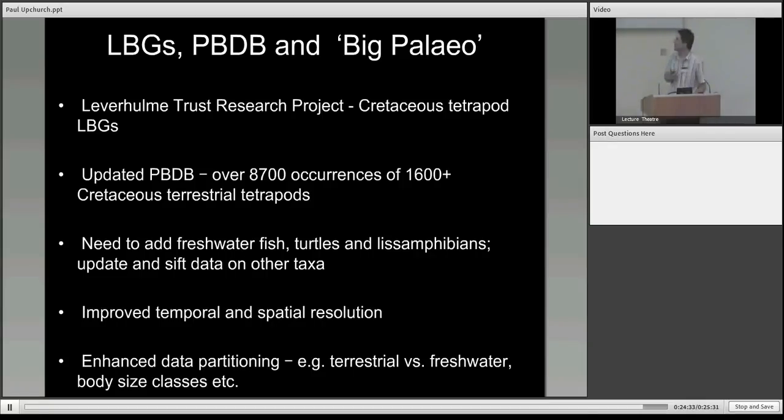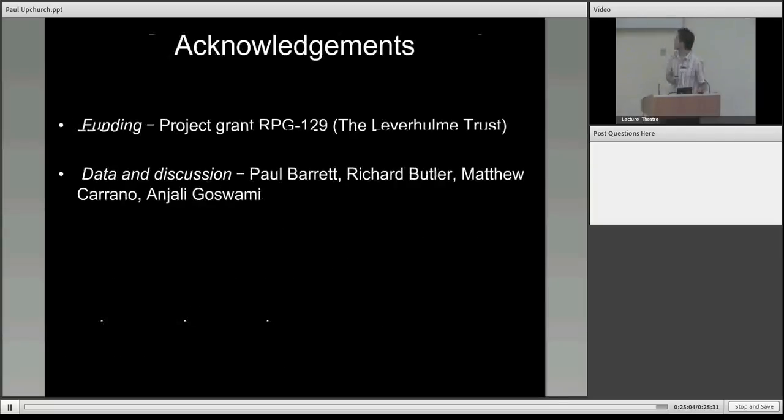Secondly, at the moment, we're really just thinking along the lines of, what were tetrapods as a whole doing during the Cretaceous? But that's a very coarse level to be working at. What we'd like to do is start asking questions about, do freshwater groups do something different from terrestrial groups? How does body size affect their latitudinal distribution, and so on? And I think if we can do that, then we can start to tease apart some of the biological factors from the climatic factors that possibly control LBGs.